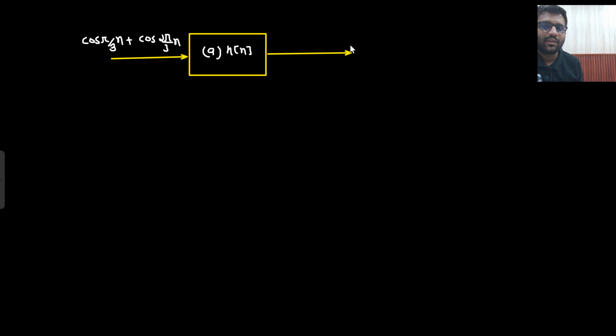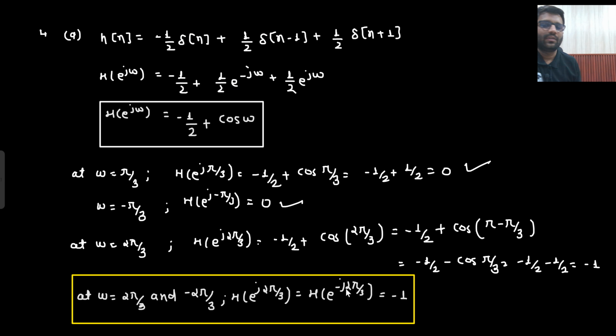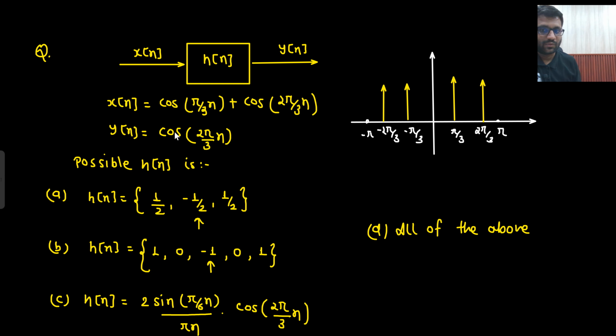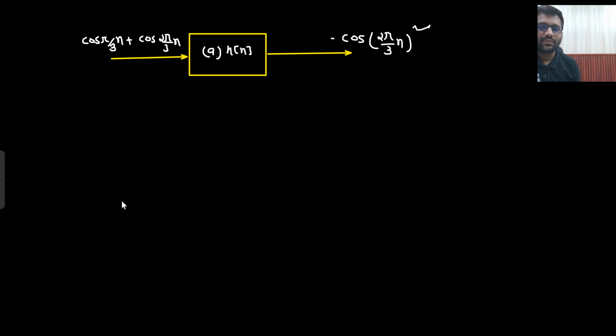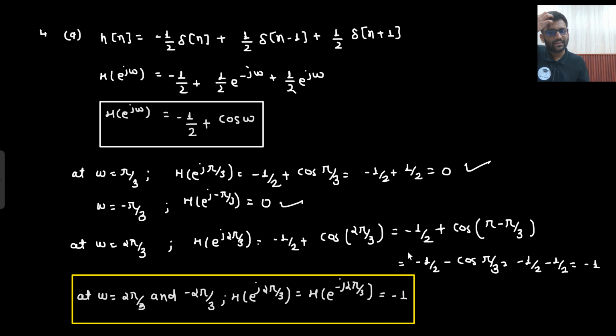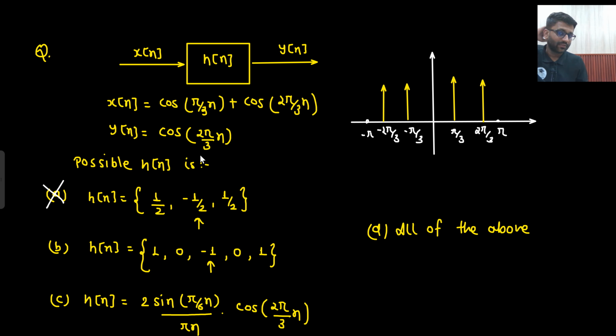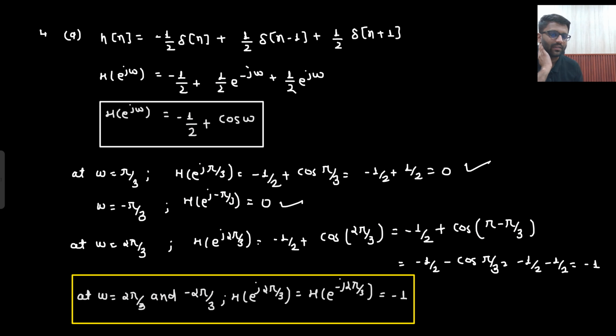So what will be the output? The output will be minus cos 2 pi by 3n. This will be the output, not this output. But you need the gain to be plus 1, right? Not minus 1. So this is wrong. Understood? So this was the beauty of this question: people will feel that this is not being passed and this is being passed, so this is the answer. But here minus should have been multiplied, which is not multiplied here. So the provided gain is minus 1, not plus 1.